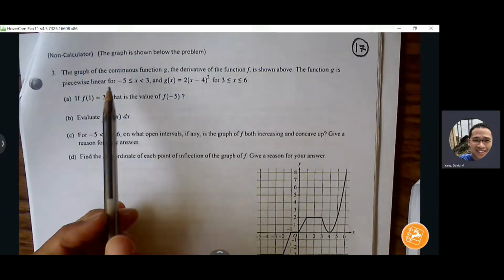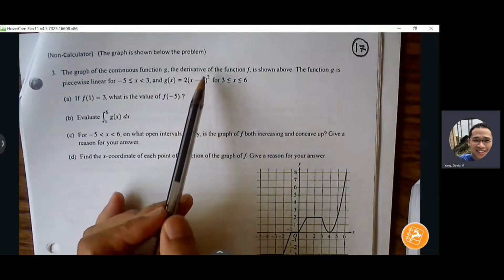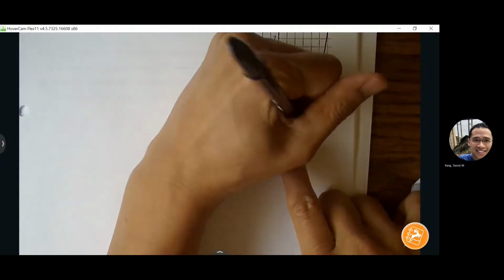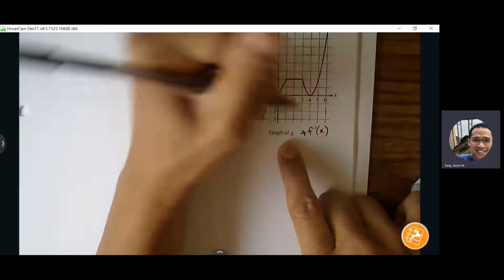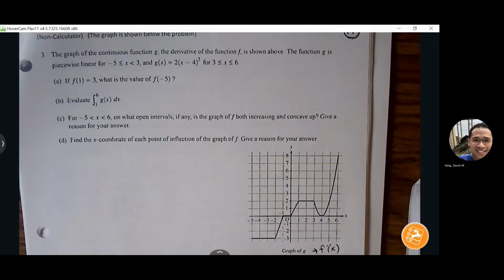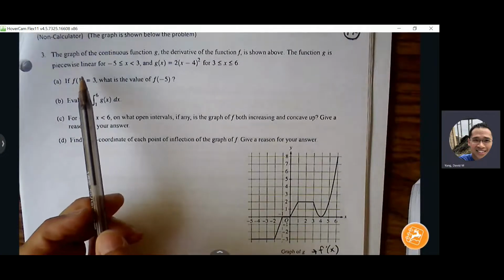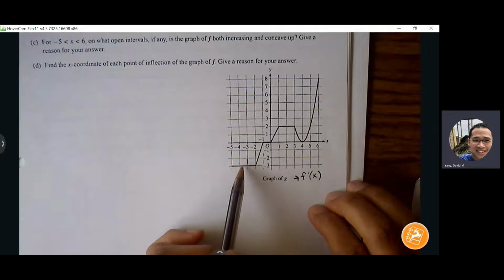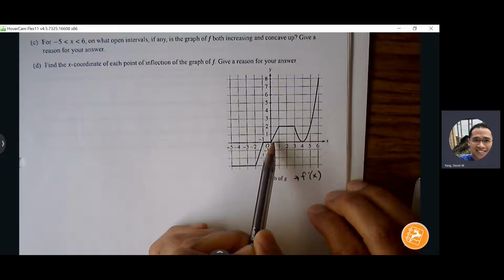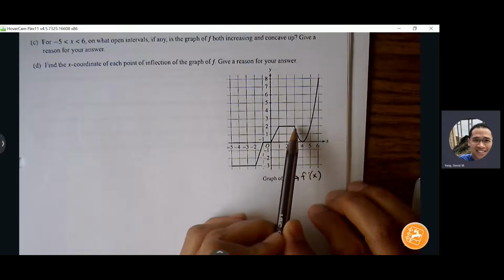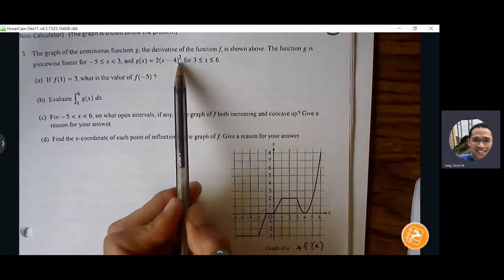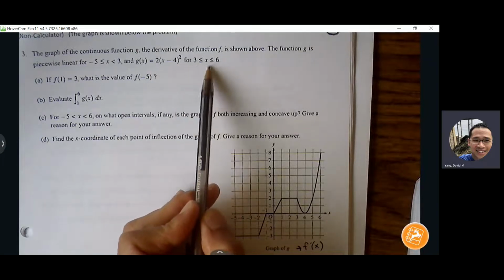Okay, graph of a continuous function g, which is the derivative of the function f. So they're telling us that g is the same thing as f prime. This is the derivative graph for f. Function g is piecewise linear, so you can see that all these are formed by linear graphs until we get to 3, then it turns into a parabola, defined as 2 times (x minus 4) squared between 3 and 6.